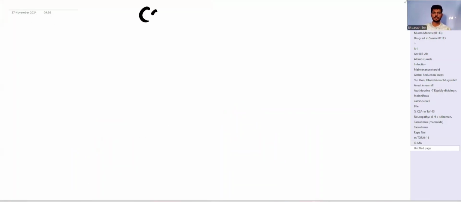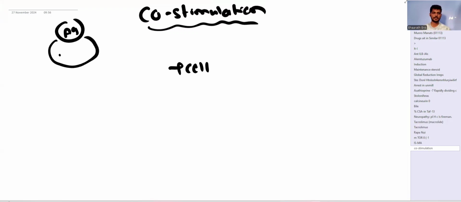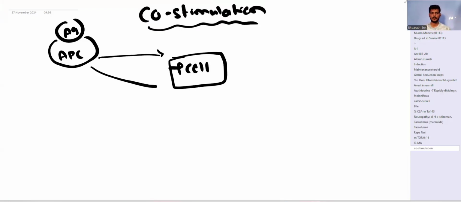Now, there is something called co-stimulation in the body, in the immune response. Whenever an antigen enters into the body, this antigen has to be presented to the T cell. The cell that presents it is an antigen presenting cell. When the antigen presenting cell presents this antigen to the T cell, it has to send two signals to the T cell.